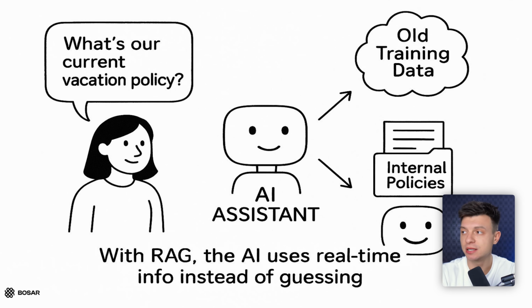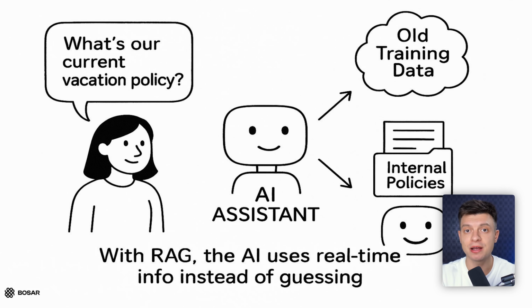The most obvious and common example we all run into is when, let's say, you're building an AI assistant for your company and it needs to answer questions about internal policies. Well, you definitely don't want it making stuff up based on its training data.